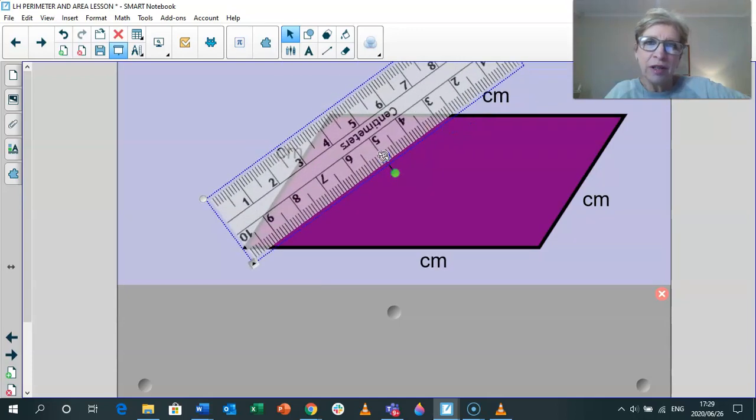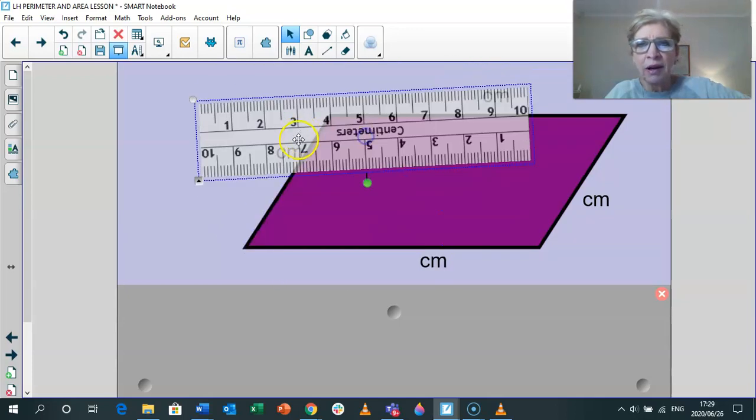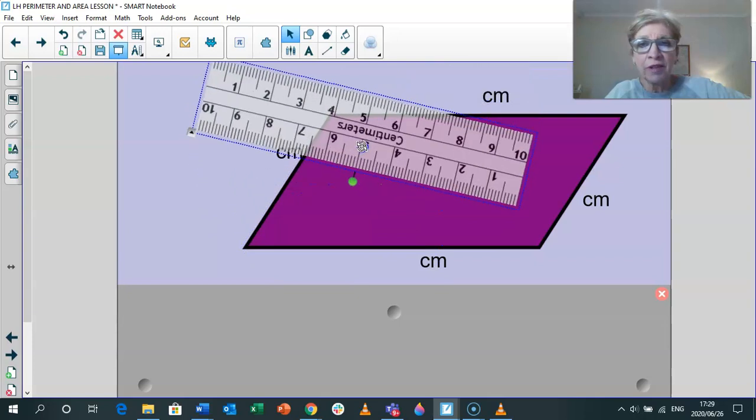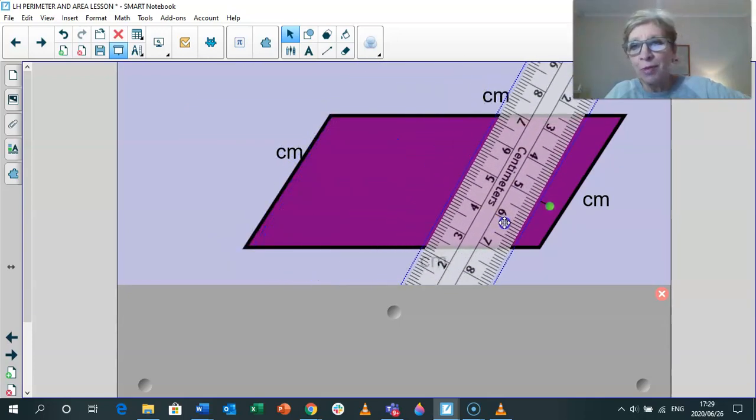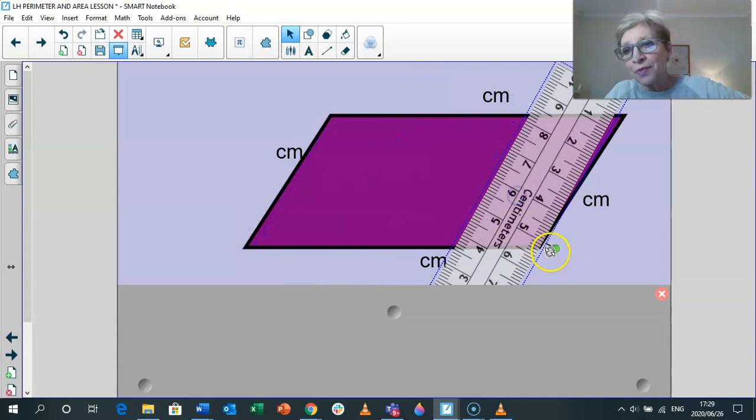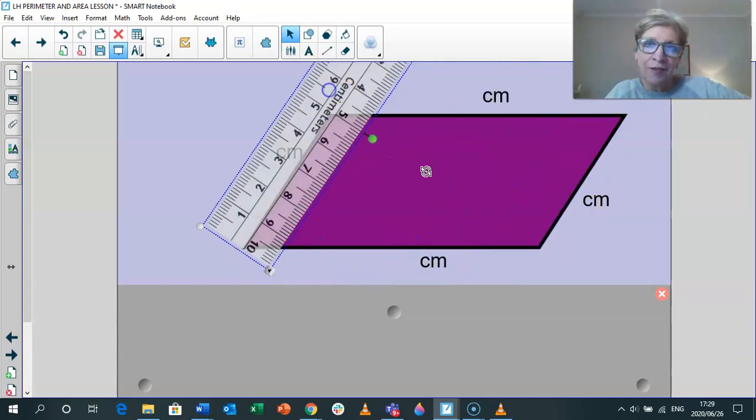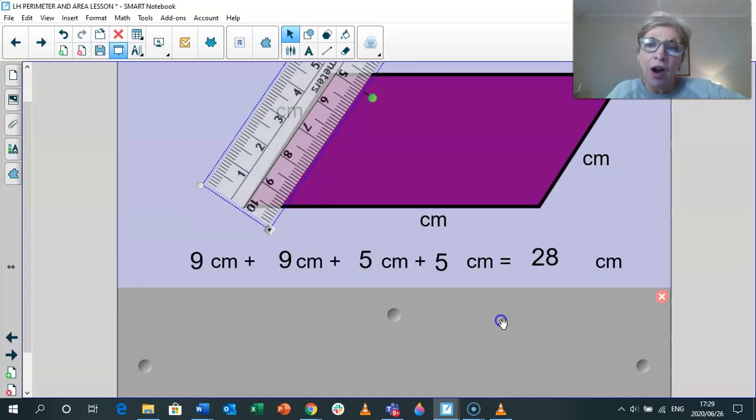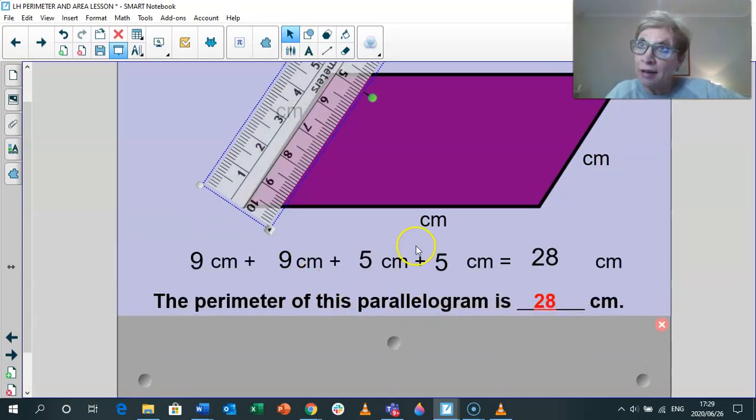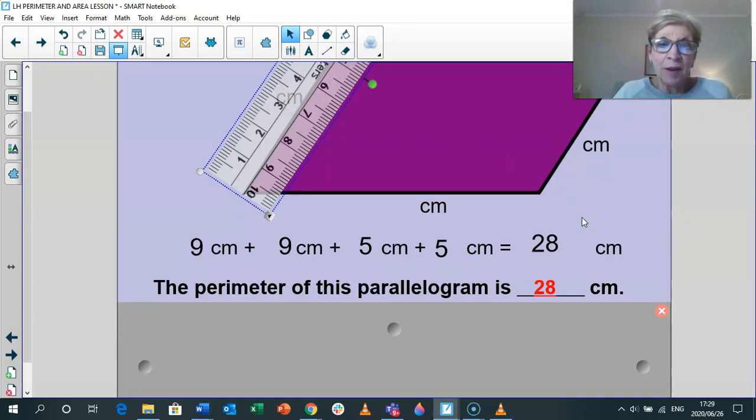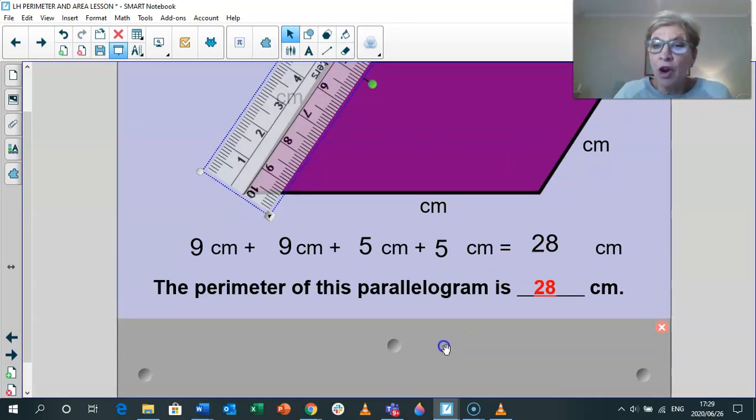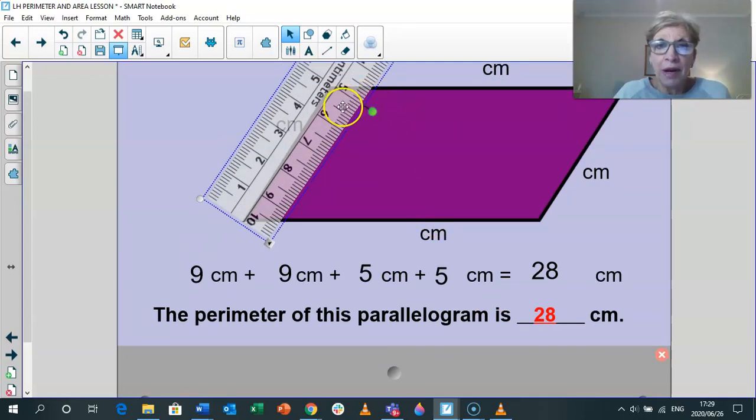Let's see, do you think the other one is 5 as well? I wonder, well, if I could get my ruler to behave itself, I might be able to measure it. And there we go. Let's have a look. Yes, it is 5. So what is the perimeter of this shape? 9 plus 9 plus 5 plus 5. And you're going to start seeing which sides are the same measurement, leading you up to learning more about properties of shape.